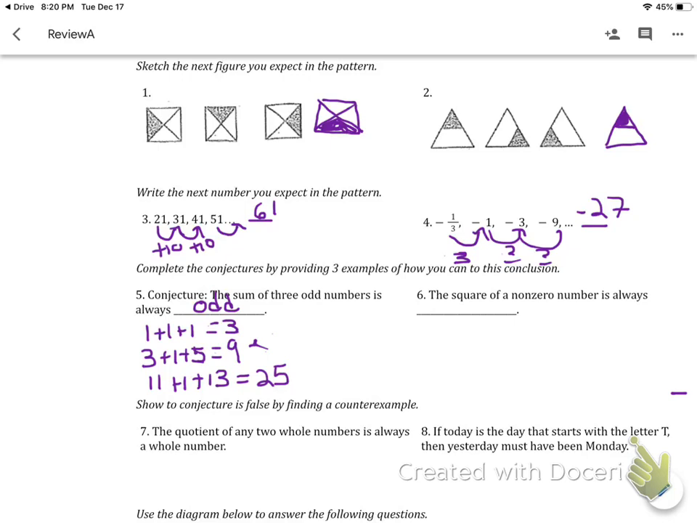The square of a non-zero number is always, so we have a few of these that we really like. Non-zero, so 1 squared, negative 1 squared, 3 squared. So 1 squared we know is 1. Negative 1 squared is 1. And 3 squared is 9. We notice no matter what it is, as long as it's not 0, because 0 is considered to be not positive or negative, it's going to be a positive number.